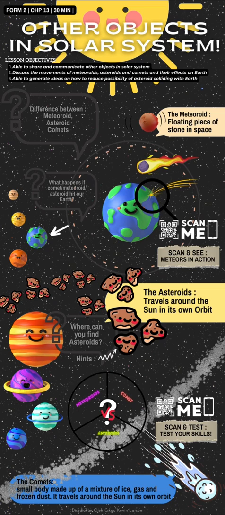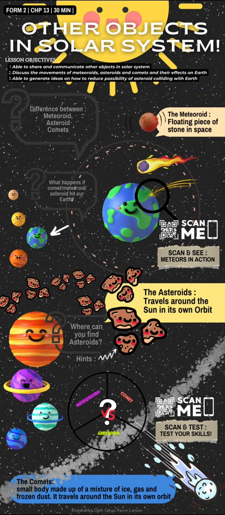Why ice? Because out here, the comet is very far from the sun. It is also very far from other planets, meaning that the temperature can be cold. However, it still travels and produces gas and frozen dust. Does it produce light, same as the meteoroid? We will see about that later. Don't forget to scan this one. I put a scan me here for you to scan to see what will happen.